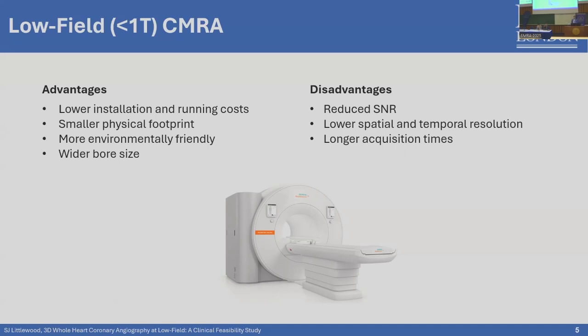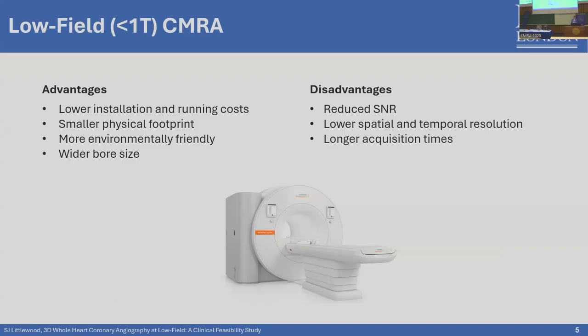And I think also very importantly, there is the availability of a wider bore size of 80 centimeters on the current commercially available systems. And this makes it far more accessible for bariatric patients and claustrophobic patients. And we've been able to scan patients who've never been able to get inside a conventional strength scanner before.